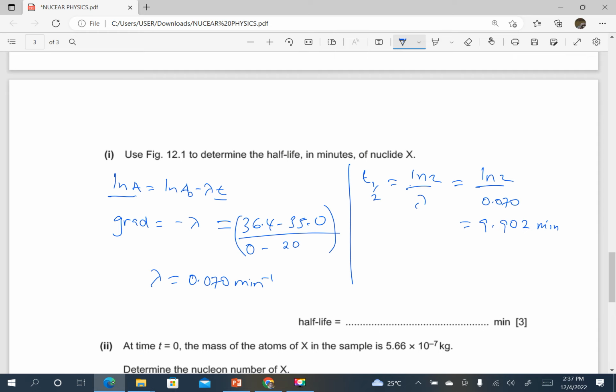But if I don't round off, let me check again, 36.4 minus 35 divided by 20. Then I have ln of 2 divided by the answer. So that is 9.902 minutes, or approximate if you want. This one is inevitably approximately 10. Okay.